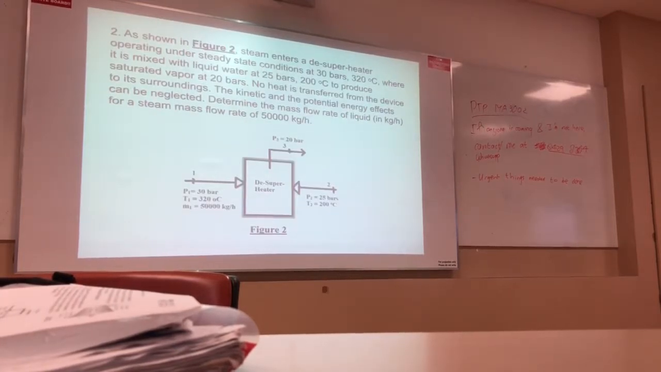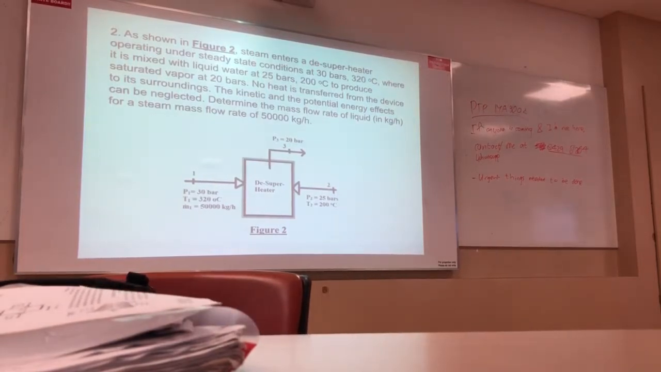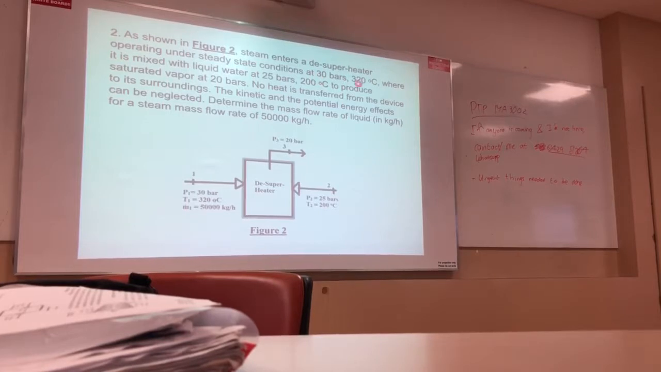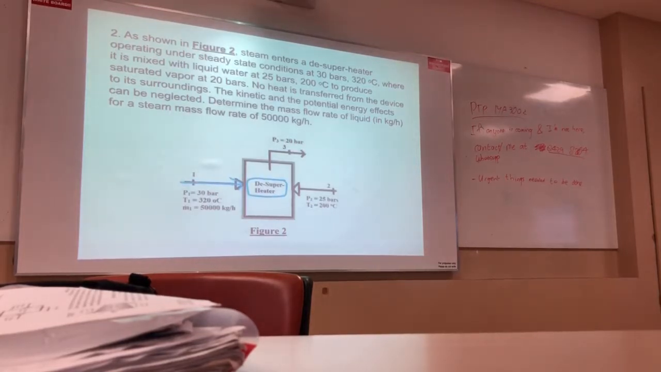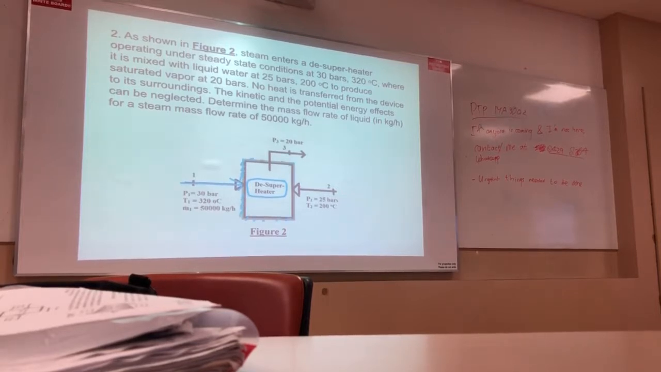As shown in figure 2, this is the figure 2. Steam enters a desuperheater, operating under steady state condition, at 30 bars and 320 degrees Celsius. You understand? That means here fluid enters into a desuperheater. This is a chamber, right? Adiabatic chamber. No heat is lost from this chamber to the outside. In the problem statement it is mentioned.